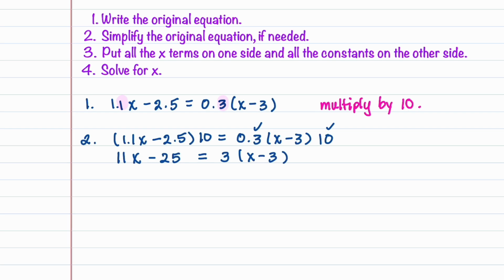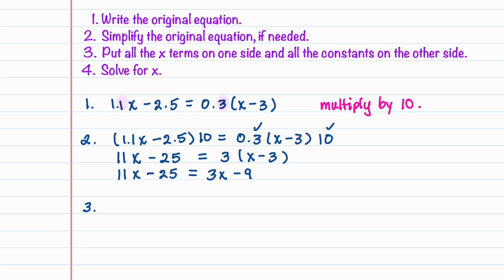Now, we can do some more simplification because notice that we have parentheses on our right-hand side. So we need to distribute that 3. On the left, we have the same thing, 11x minus 25. And on the right, we'll distribute the 3, and we have a 3x minus 9. Now, everything is in terms of just x's and constants, so we can move on to our third step, where we're going to put all the x's on the left and the constants on the right.